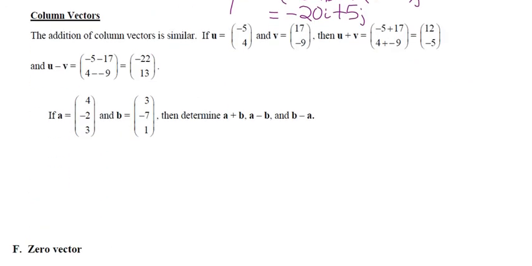Column vectors. The addition of column vectors is similar. If u is -5/4 and v is 17, -9, then u plus v is you just add them together, and u minus v is you just subtract one from the other, and v minus u will be you subtract the other from the one. And so we are going to determine a plus b, a minus b, and b minus a.